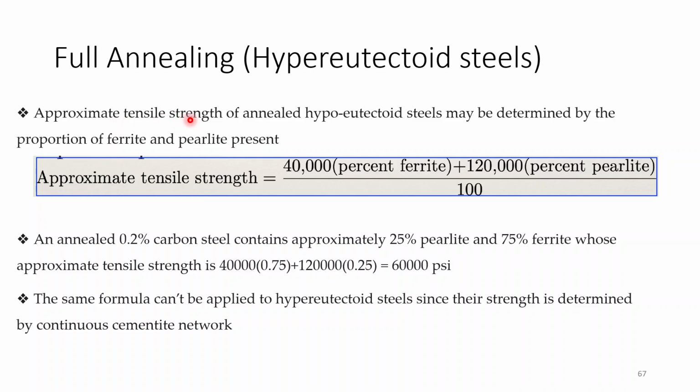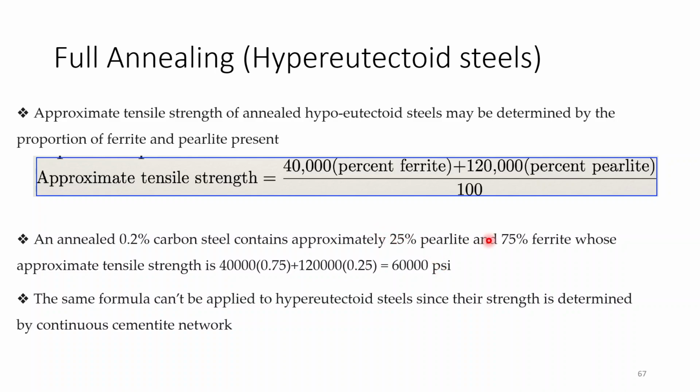Now, the approximate tensile strength of annealed hypoeutectoid steels may be determined by the proportion of ferrite and pearlite present. Approximate tensile strength can be given by 40,000 times the percent ferrite plus 120,000 times the percent pearlite in the steel, divided by 100. Annealed 0.2% carbon steel contains approximately 25% pearlite and 75% ferrite, whose approximate tensile strength is 60,000 psi.